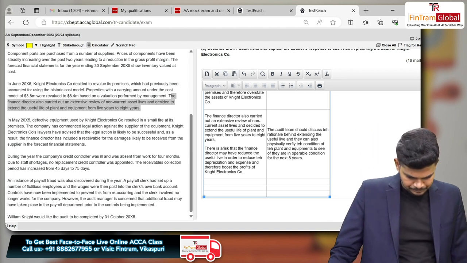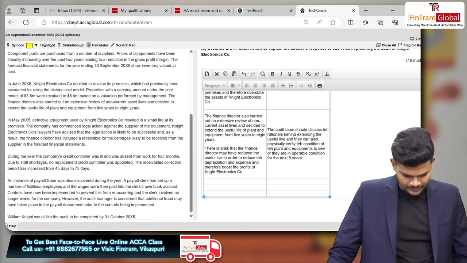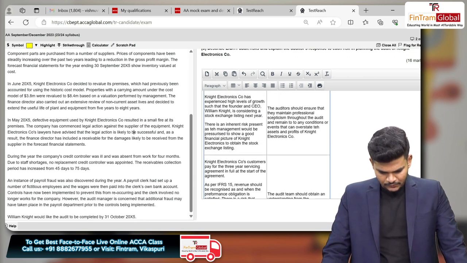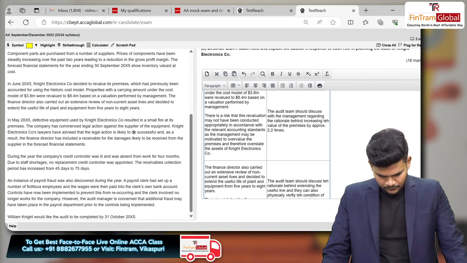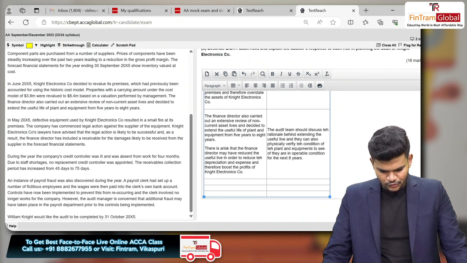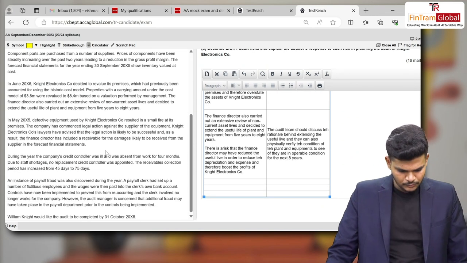What else can we write? Are there any other risks? How many risks have we written? We've written 1, 2, 3, 4, 5, and 6, right? So we need 2 more risks. Let's have a look as to what else we can write, shall we?